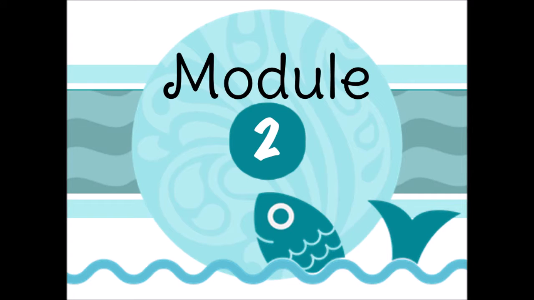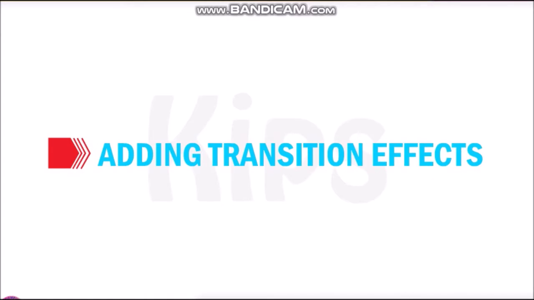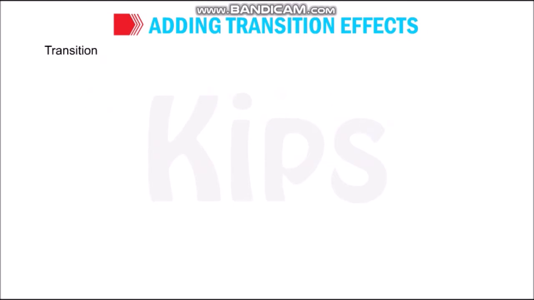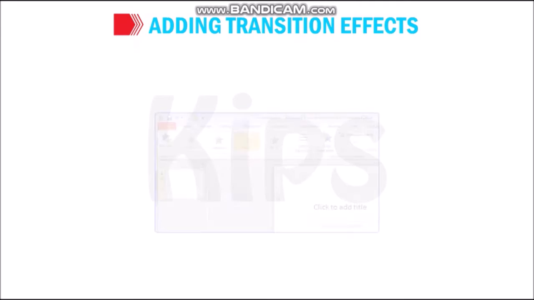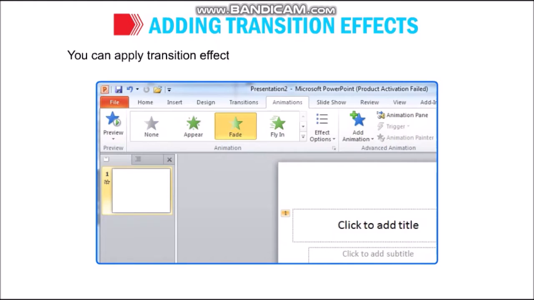Today I am going to discuss with you module 2 of chapter 6, animating text and objects. In this module your first topic is adding transition effects. Transition effects appear when one slide changes to another during the slideshow view. You can apply transition effects to a single slide as well as to all the slides.